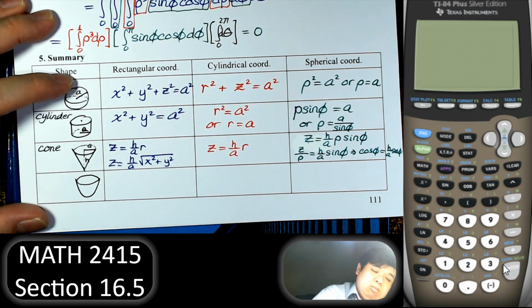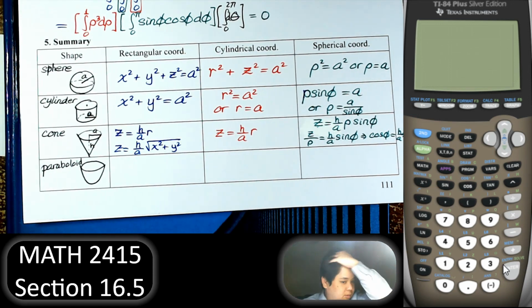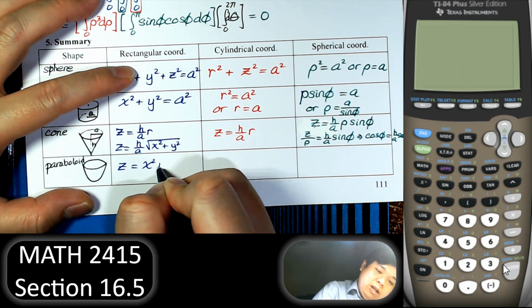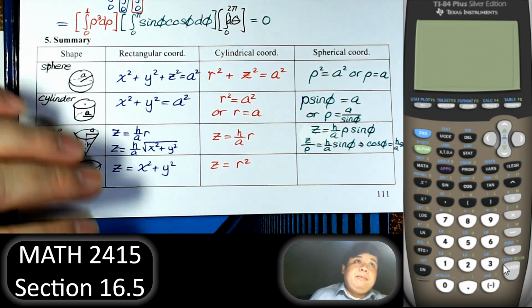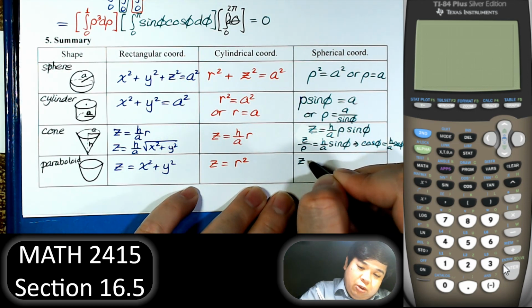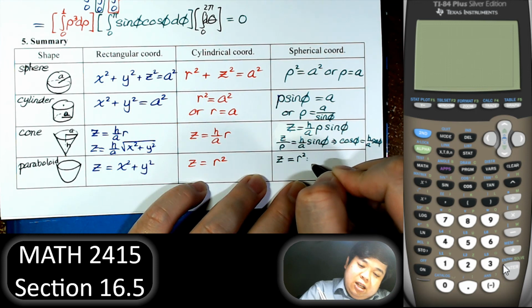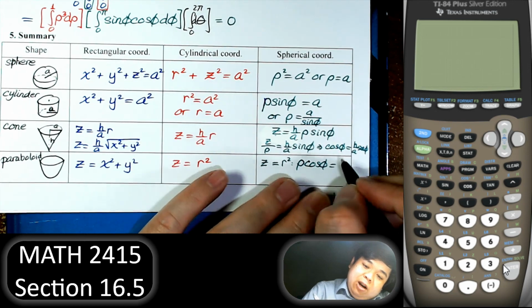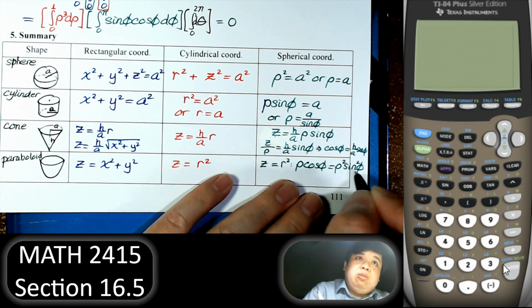Right. And finally, just a paraboloid. The equation is z equal to x squared plus y squared, but x squared plus y squared is r squared, so z equal to r squared. Equivalently, in spherical coordinates, z is rho cosine of phi and r is rho sine of phi. This is where we can simplify from here.